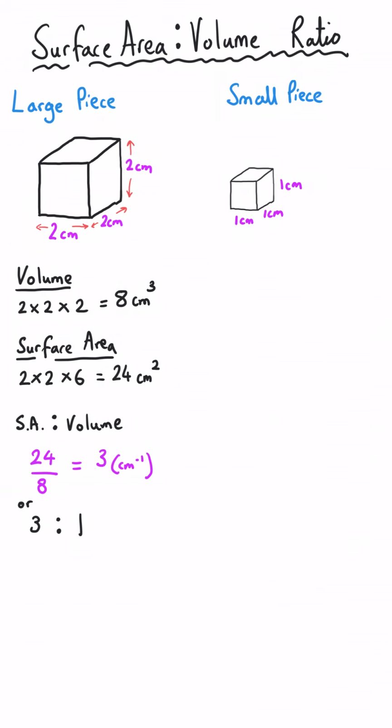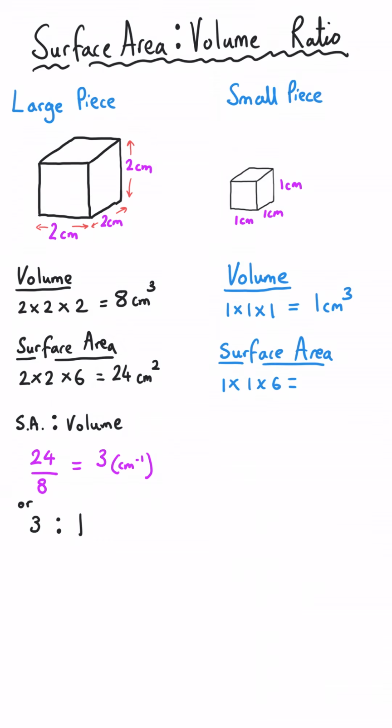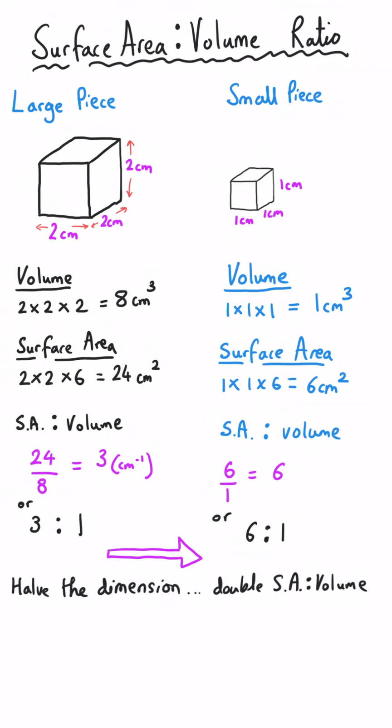If we then looked at a smaller piece of metal with a dimension of 1 centimetre, then the volume of this cube will be 1 cubic centimetre, and the surface area is going to be 6 square centimetres. And so the surface area to volume ratio is 6 divided by 1, which gives us 6. And so this is a much higher surface area to volume ratio. We have in fact doubled that value by halving the dimension.